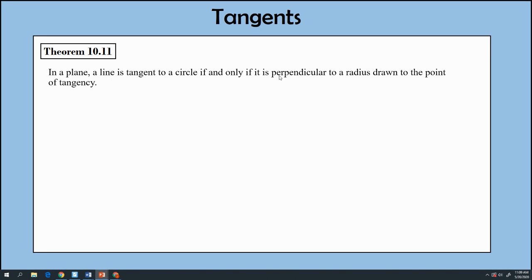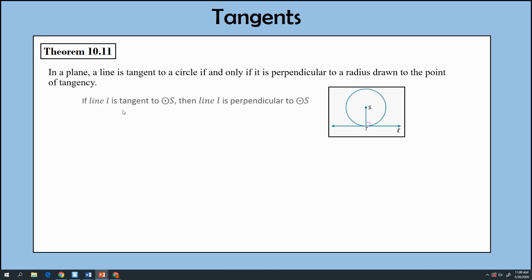Or we could say, if the line of tangency connected to the radius is perpendicular, then it has to be a tangent line. Okay, so here's the example. Here's circle S, and here's line L, and it's perpendicular at the point of tangency. So this radius ST is perpendicular to line L. That's a right angle right there. Therefore, this line has to be tangent. Okay, so we can say it either way here. We could say if line L is tangent to the circle, then it's perpendicular to this radius.